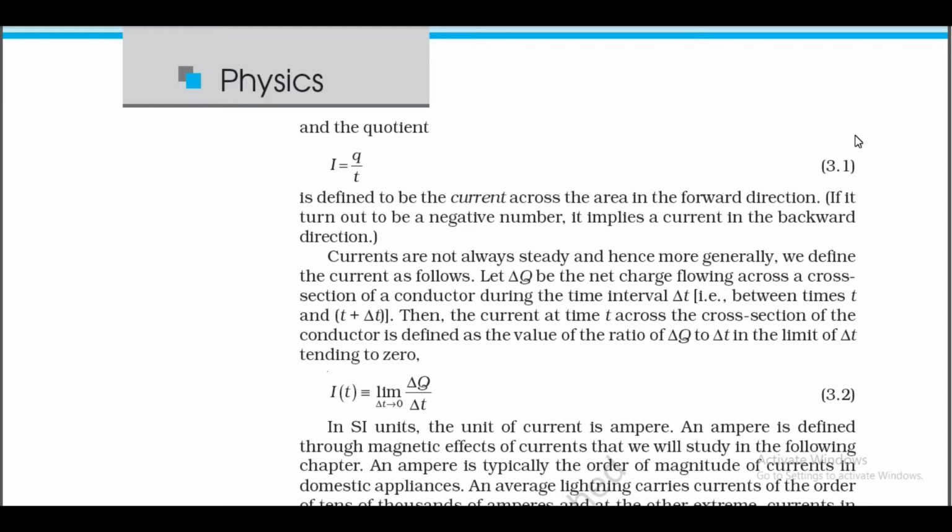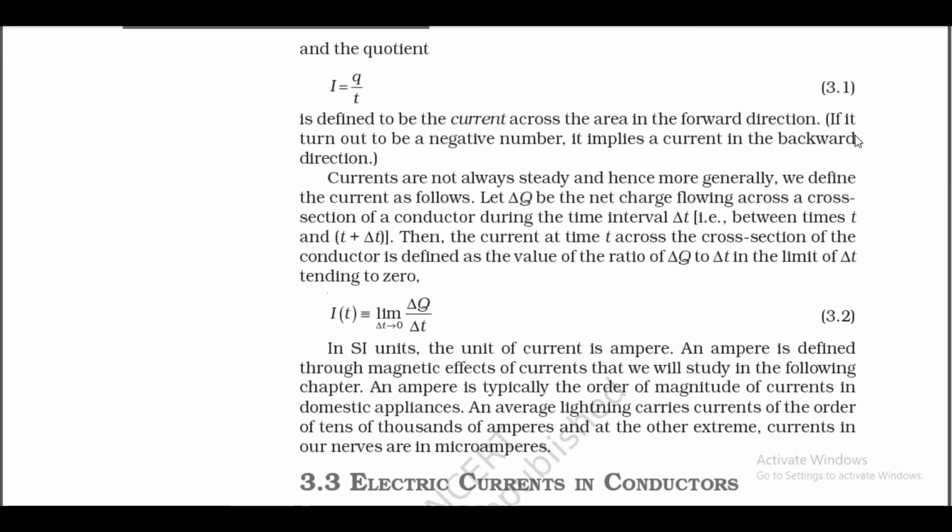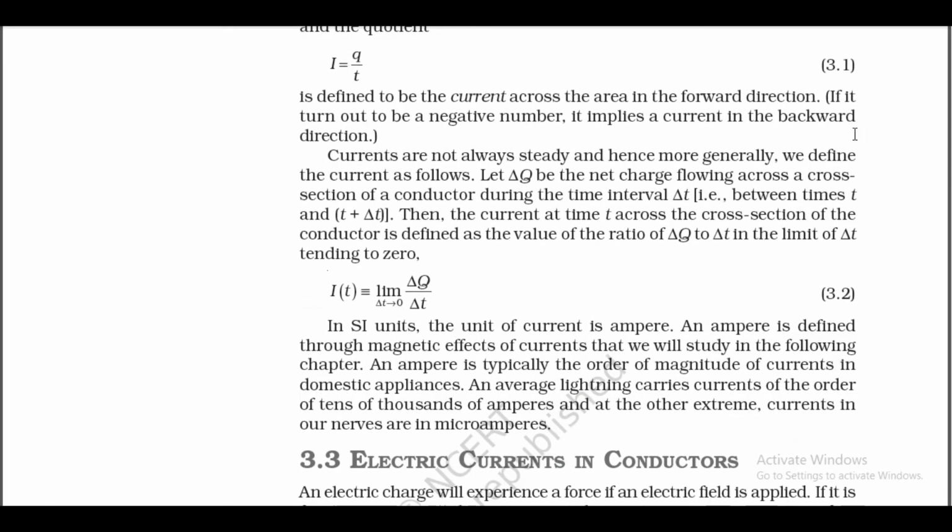Let delta Q be the net charge flowing across the cross section of a conductor during the time interval delta T, that is, between the times T and T plus delta T. Then the current at time T across the cross section of the conductor is defined as the value of the ratio of delta Q to delta T in the limit of delta T tending to 0. I of T equals limit delta T tends to 0 of delta Q divided by delta T.